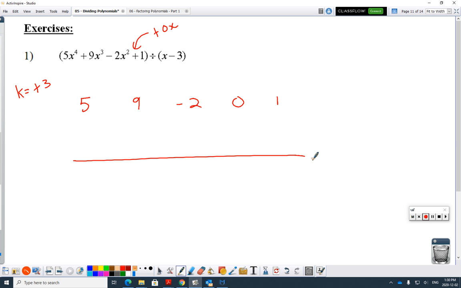The first coefficient, you just bring it down. 5 is in the question, 5 will be in the answer. And then each time I go up back above the line, I multiply by the magic number. The magic number is 3. 5 times 3 is 15. Now what do I do with the 9 and the 15? Big moment.